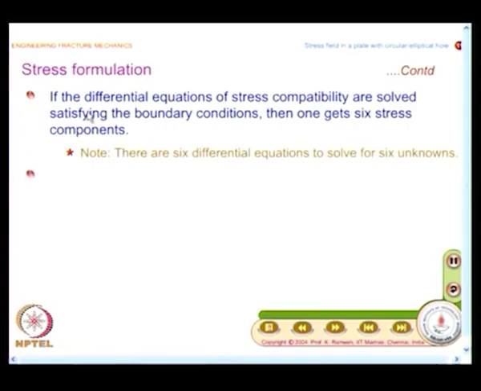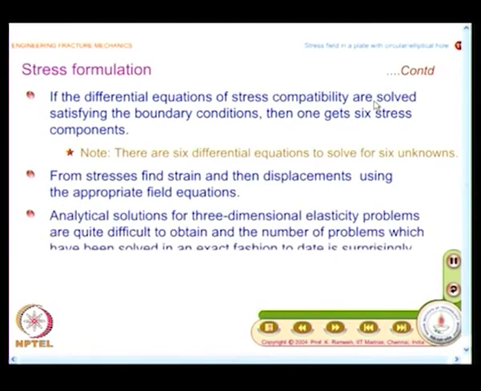So, what you have is, if the differential equations of stress compatibility are solved such that they satisfy the boundary conditions, then one gets 6 stress components. You obviously have 6 differential equations to solve for 6 unknowns. So, now you have stress components, from stress components find out strain, then displacements using the appropriate field equations. See, although the governing differential equations are formulated, if you really look at the analytical approach, the number of 3-dimensional problems that are solvable are very less, and only a very few problems people have solved it in all its totality. That is the reason why numerical and experimental techniques are really necessary for solving practical problems.